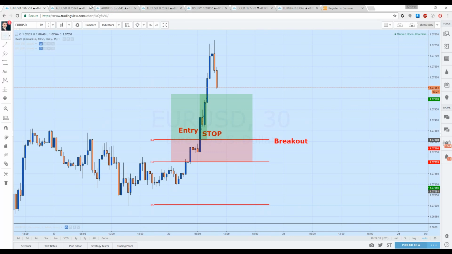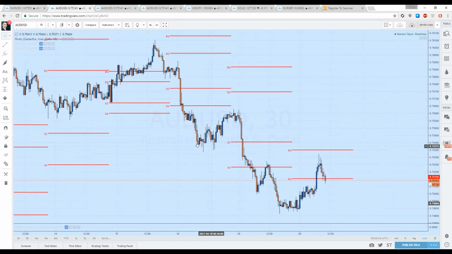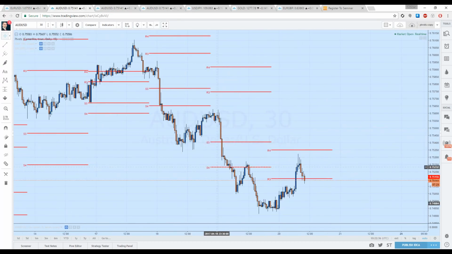Let's look at another example. If we look at the Aussie dollar, prices broke out lower yesterday.